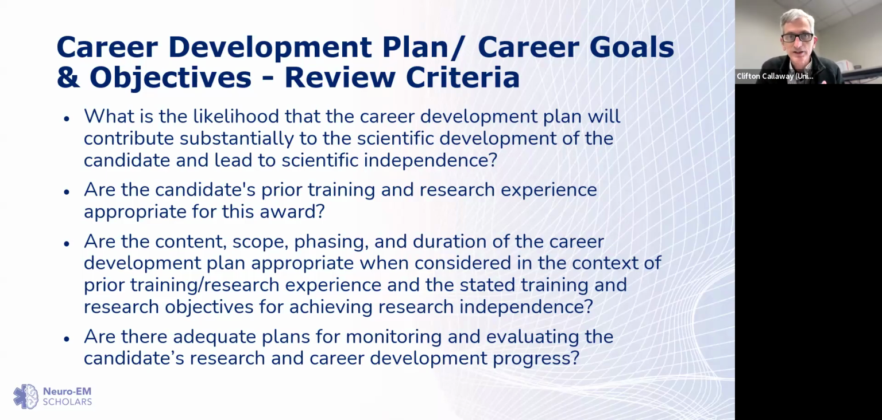What is the likelihood that this plan is going to contribute to your scientific development? How is this appropriate for the goals you have and the research experience you're planning? And is it appropriate in the context of what you've done before? This requires that you know what you want to become. Some of the best advice I heard was, you have to envision what kind of researcher you're going to be. You're going to be a clinical trialist. You're going to be a health services researcher.